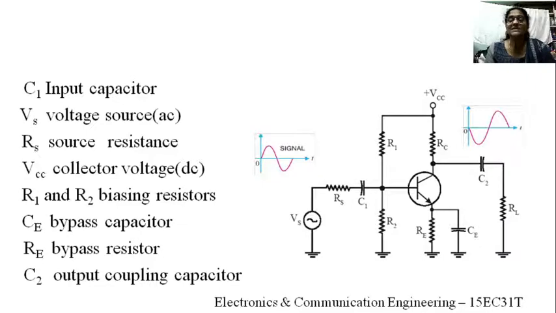CE is the bypass capacitor, RE is the bypass resistor, and C2 is the coupling capacitor. And here RL is also used, that is the load resistor, right?